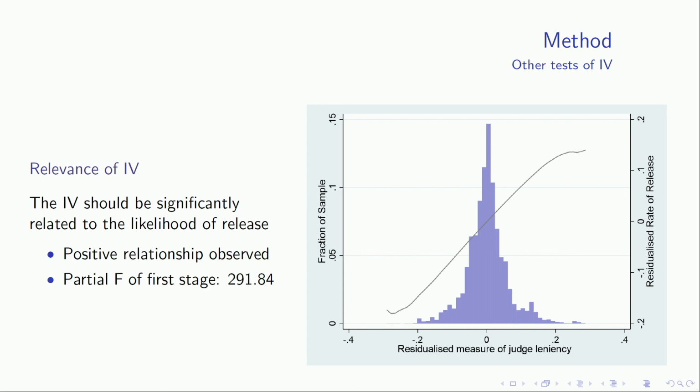The other common way to assess whether something's relevant is to run your first stage regression. If you recall from the earlier slides, you estimate someone's likelihood of being released based on the controls and this factor. The partial F statistic of that first stage is 291.84. Generally, the rule of thumb for a good instrument is that it should be above 10. So we're fine.